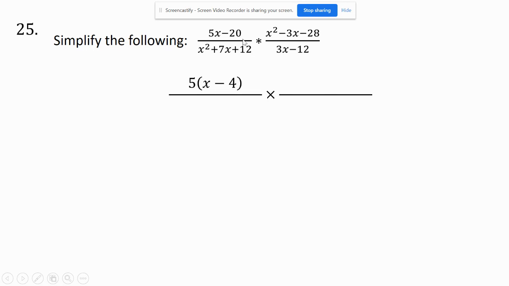And so on the first one, I want to look at what's common. There's a 5 and a 20 that's common. So if I take a 5 out of this, it ends up being x minus 4. On the second one, I'm going to do the same because there's a 3 common. Those are fairly straightforward and simple, so I can see those and do those.